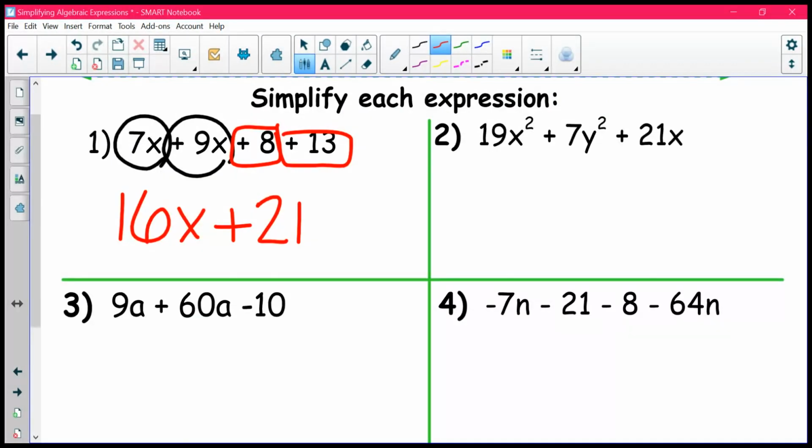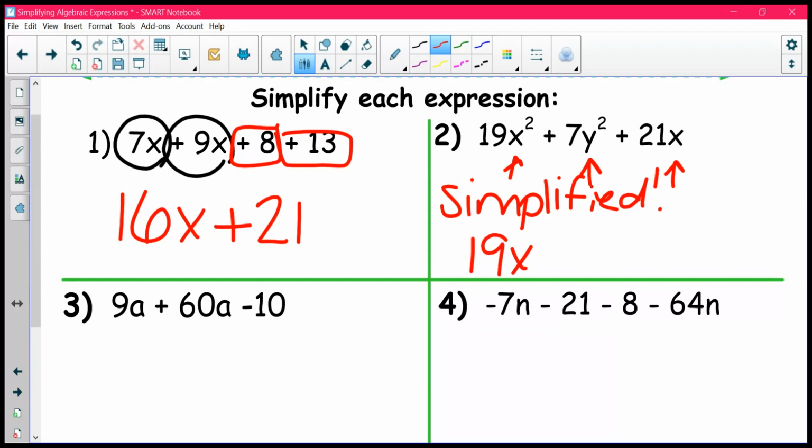For example 2, if you notice, looking at this, we have an x squared, a y squared, and then just an x. So we cannot do anything. So you have two options. You can just write simplified, or you can write it again. And then that's it.